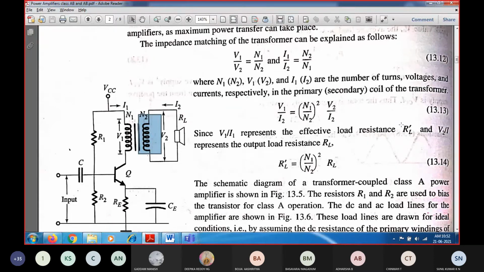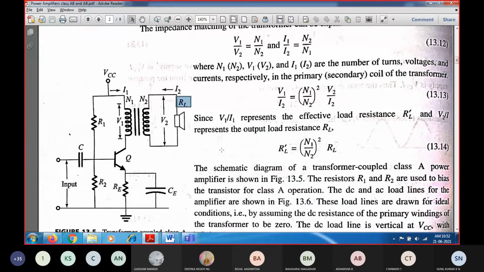So RL dash, and V2 by I2. V2 by I2 corresponds to the actual load resistance RL. So that is nothing but the actual load resistance RL. So here V1 by I1 can be written as RL dash, and V2 by I2 I can write as RL.